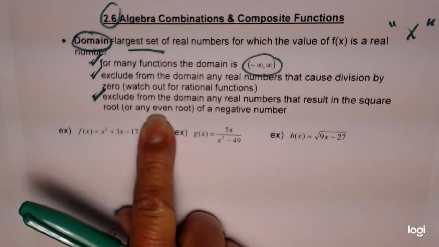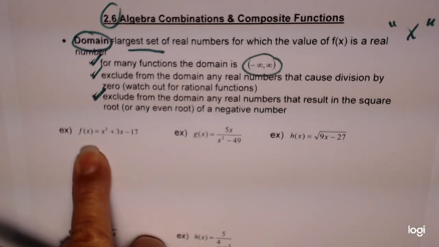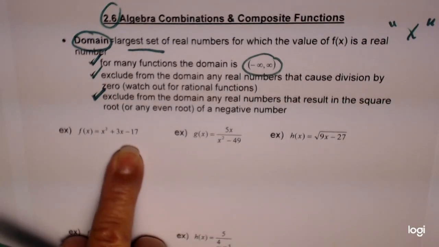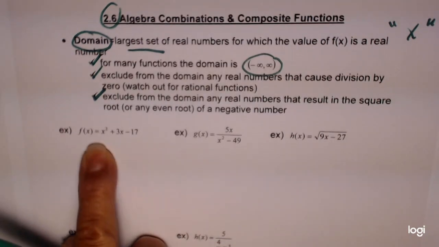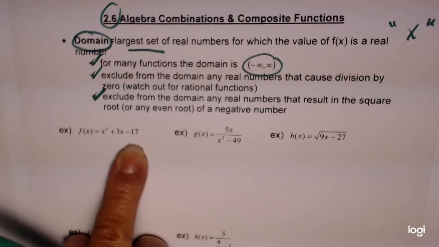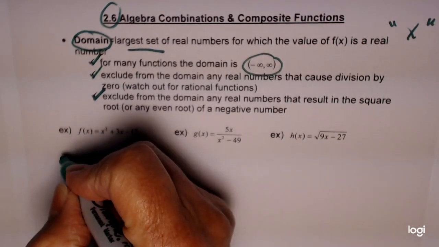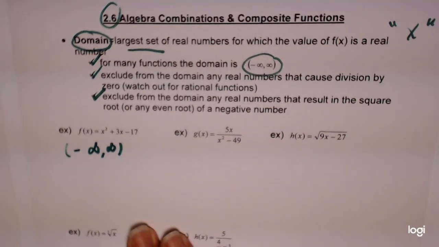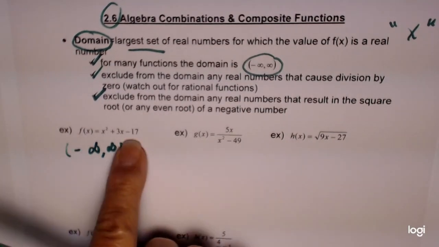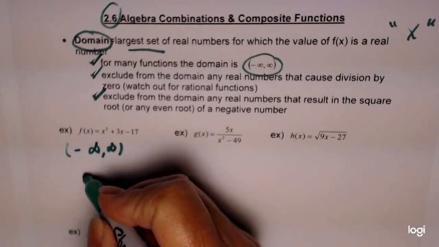So let's take a look here at some examples. The first example we have here, f of x is equal to x squared plus 3x minus 17. Well, there's no fraction, there's no denominator, there's no square root or even root. So there's no reason to kick anything out of the domain. So the domain is going to be negative infinity to positive infinity. Nothing to kick out.